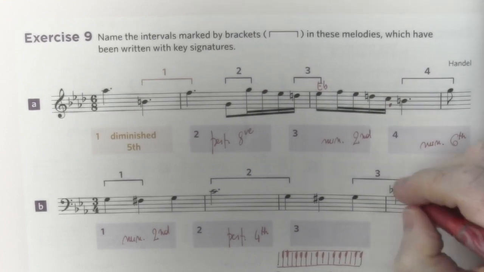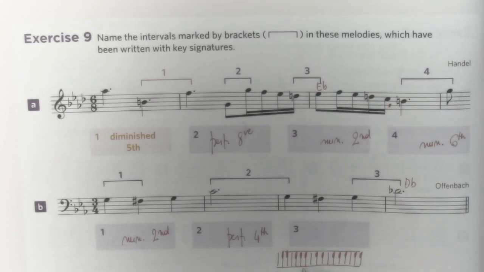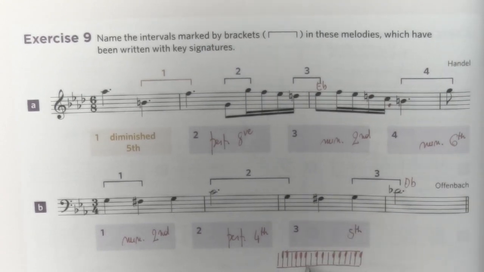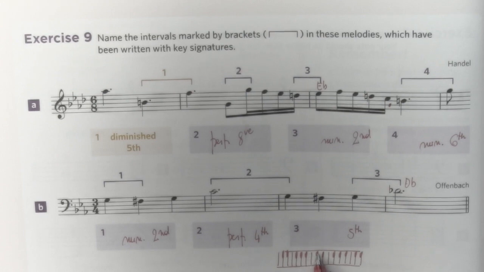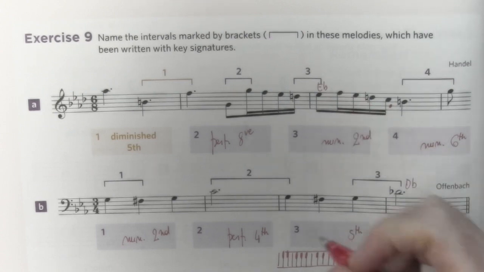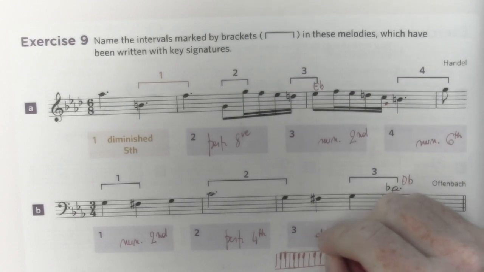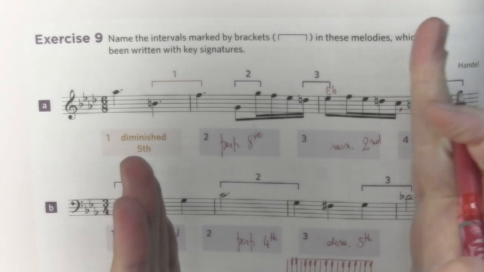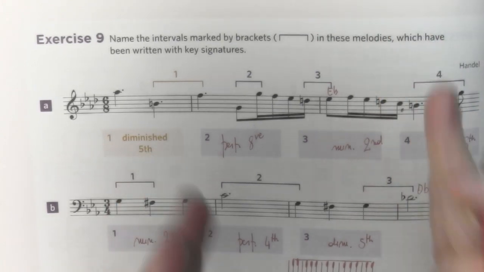Sol, re flat is a fifth. 3 tones and a half. 1, 2, 3. We're missing the half. 1, 2, 3. So it is not perfect, but diminished. Because we shorten the distance. Instead of sol, re, re flat. So we shorten the distance.